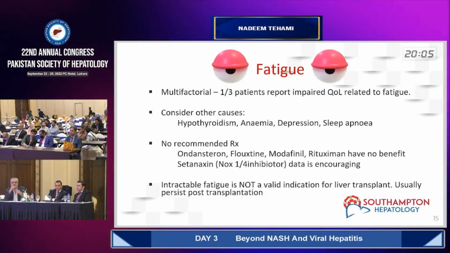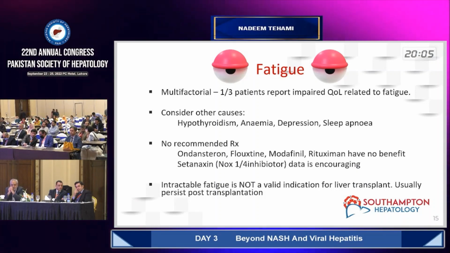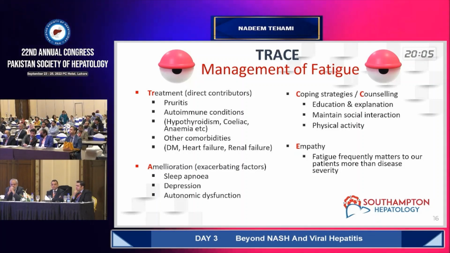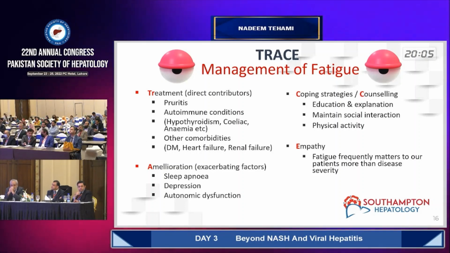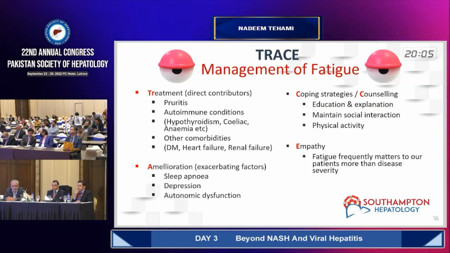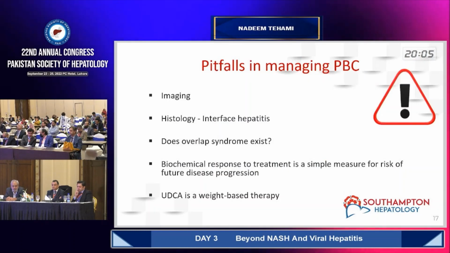Unlike pruritus, intractable fatigue is not a valid indication for transplantation, and it does not really improve after transplantation. There are different ways we can approach these patients. One such approach is using this trace, where we treat their symptoms, try to ameliorate the exacerbating factors, and counsel our patients and help them to develop a coping strategy. This is really important because then we can maintain a good rapport with our patient, have empathy, and then get a positive outcome after managing a patient.